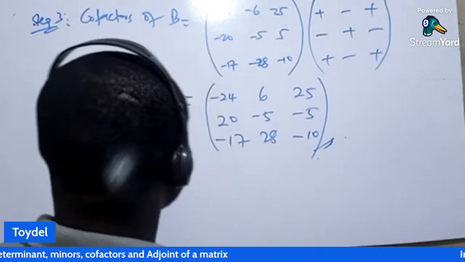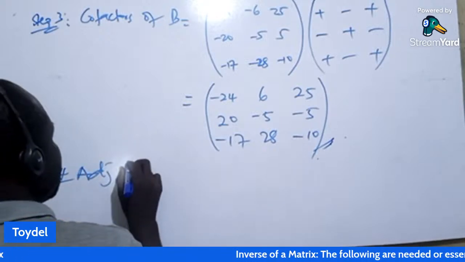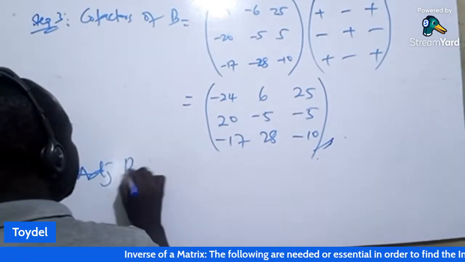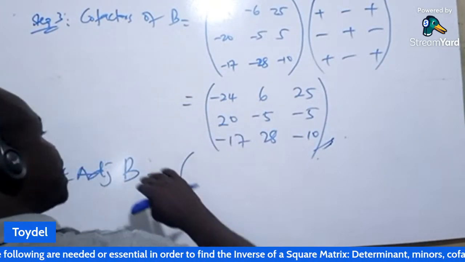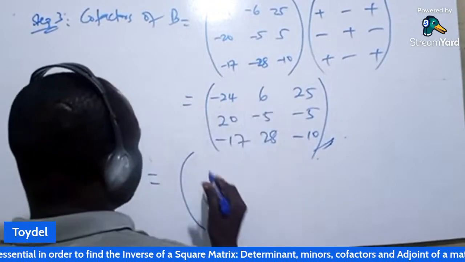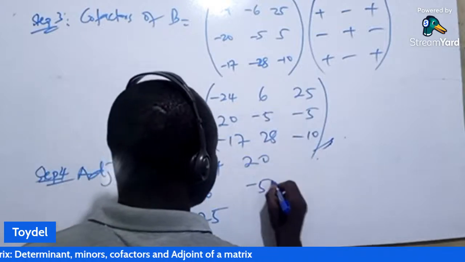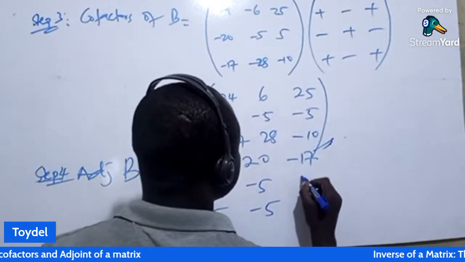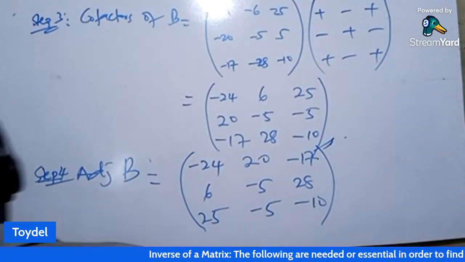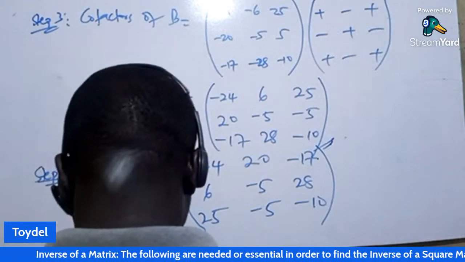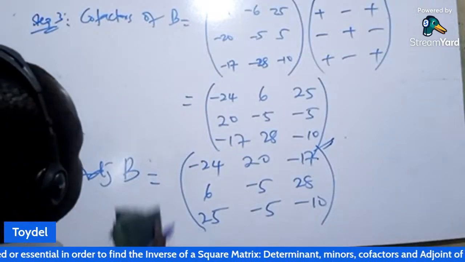Once we know the cofactor of B, we can go ahead to step 4. That is the adjoint of B. Adjoint of B simply means when we transpose the cofactor, that is, we are interchanging row to column. So first row to first column, then we have minus 24, 6, 25. We have 20, minus 5, minus 5. Then we have minus 17, 28, minus 10. So this represents the adjoint of B. When we transpose the cofactor, we get the adjoint.